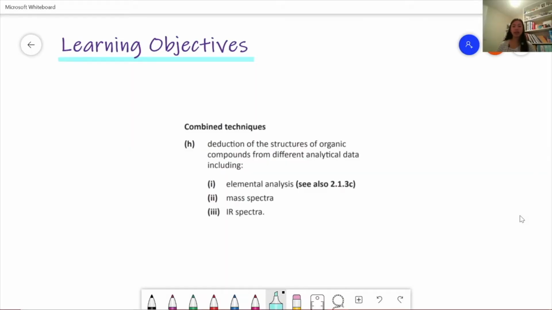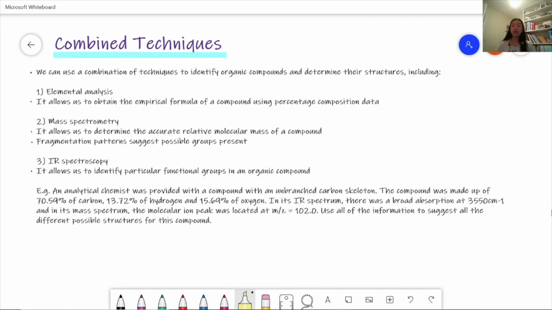Today we're going to be looking at combined techniques. So we're going to look at the deduction of the structures of organic compounds from different analytical data, including elemental analysis, mass spectra, and infrared spectra. So now we're going to look at combined techniques. We can use a combination of techniques to identify organic compounds and determine their structures.